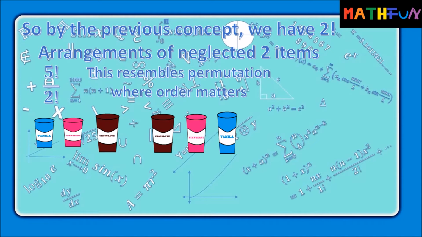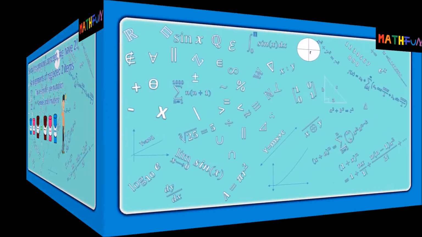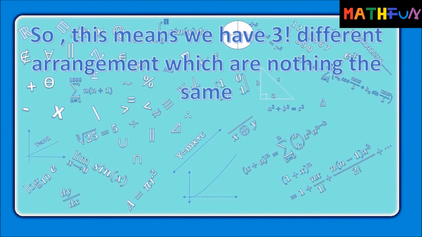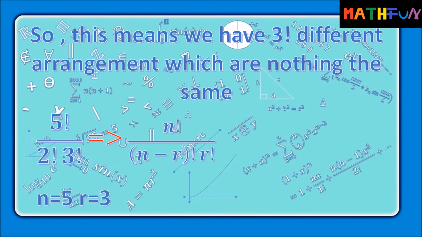In this selection process, choosing vanilla, strawberry and chocolate is the same as choosing chocolate first, strawberry second and vanilla third. So if we have chosen 3 elements, there are 3 factorial different arrangements which are nothing but the same. We have to eliminate them from the whole process. So you have to divide 5 factorial by 2 factorial again by 3 factorial, which represents the formula of n factorial divided by (n minus r) factorial into r factorial. Here n is equal to 5 and r is equal to 3.